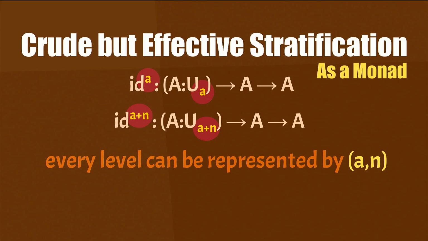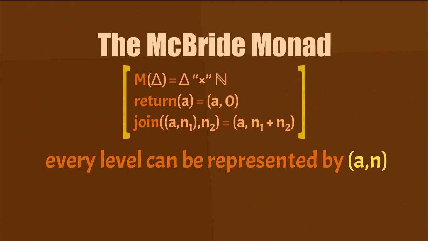And from this point of view, you can see that every universe level can be represented by a pair of a level variable and a natural number. The natural number denotes the level of bumping that you have done to this level. With this insight, you can write out the monad, and because it's proposed by McBride, we're going to call it the McBride monad. Unfortunately McBride is not here to object to this proposal, so he cannot say no.